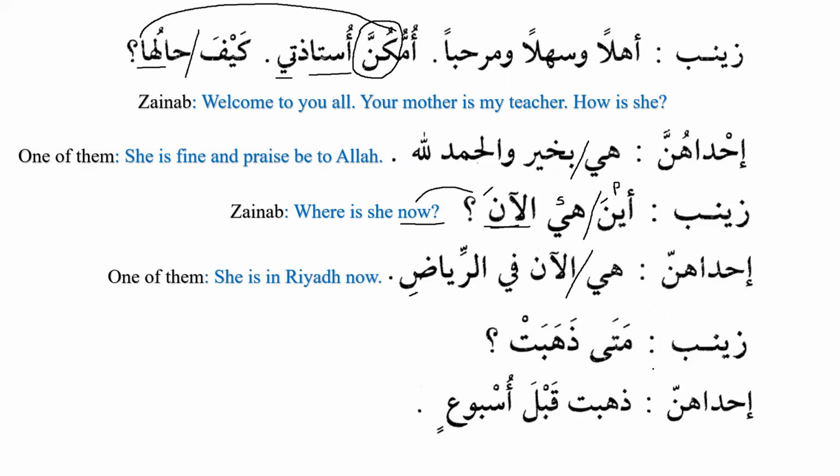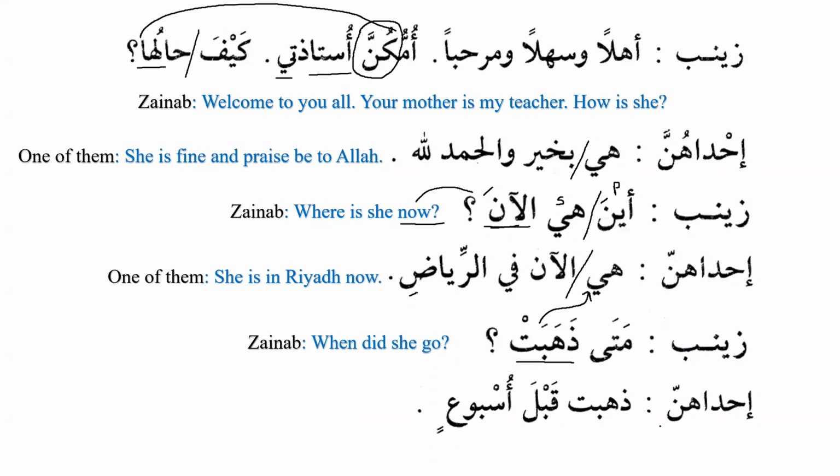Zainabu, Zainab, mata dhahabat. When did she go? Mata dhahabat, when did she go? And now we know that dhahabat is the verb that is used for the singular feminine and it refers to hiya. So one of them says, hiya alana fi Riyadi, and then Zainab says, mata dhahabat, when did she go? So dhahabat refers to hiya.